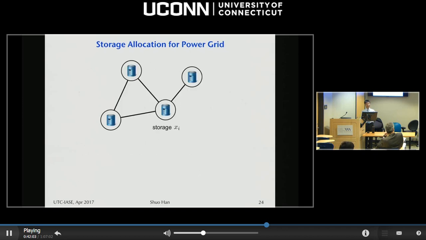Okay, so now we're done somewhat with the math part. Let me start by revisiting some of the applications. The first application, again, is allocating storage in the power grid. Here I'm going to use a somewhat simple model of the power grid. If you have done research in power systems, I'm essentially using a very simple model, the DC power flow model.